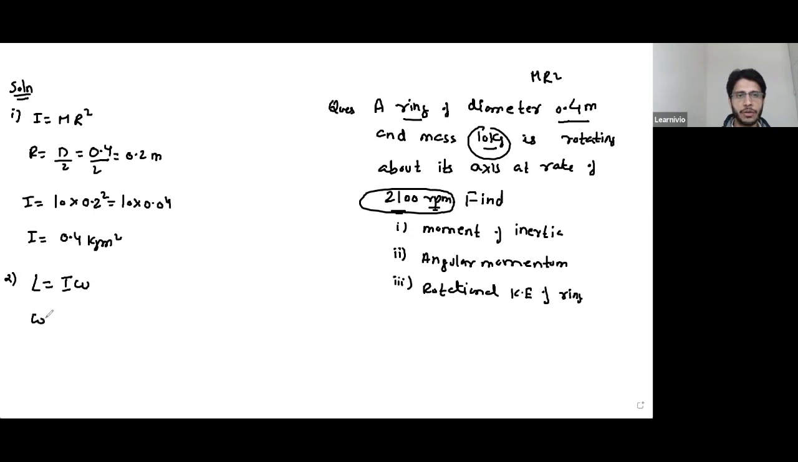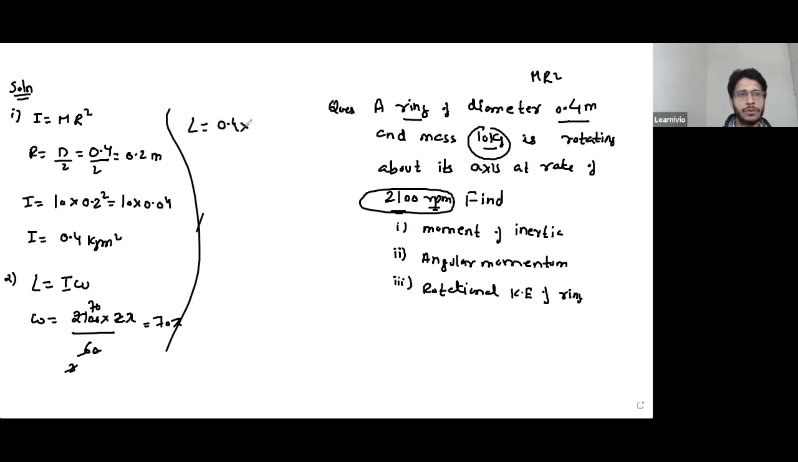So you can write your omega as 2100 into 2 pi by 60. So it gets cancelled out. 3, 3, 7. Okay, so that's 70 pi, I guess. 70 pi. So omega is 70 pi. So if I substitute all values, then L is 0.4 into 70 pi. So it's 28 pi basically.